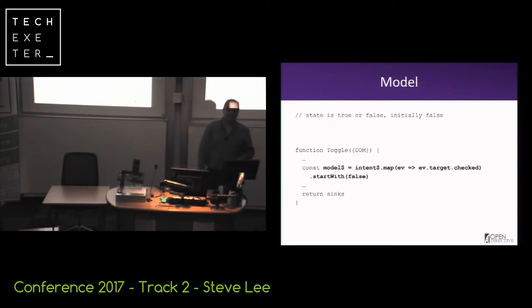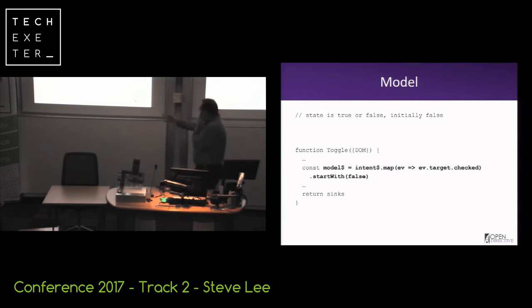So the model, that's our state. Well, our state is really simple, and in actual fact, the checkbox keeps state for us because it has a display and you could read it if you want, but we don't do that. We simply get the events coming in and we keep track of our state based on those events. Our state is obviously true or false, checked or not checked, and we want to initially start with false because that's what the DOM does.